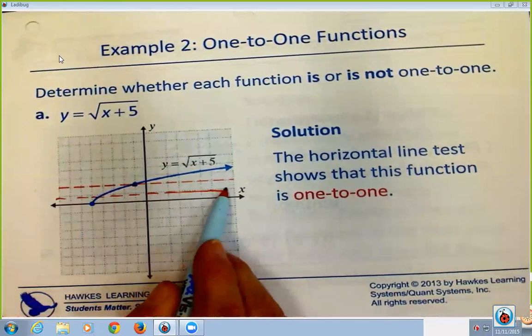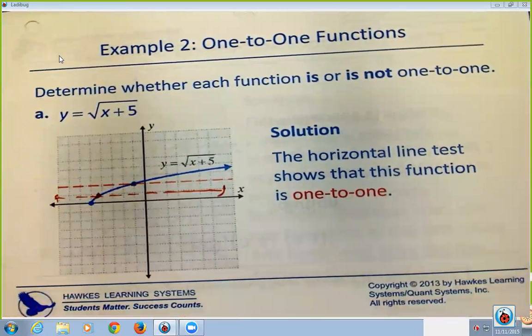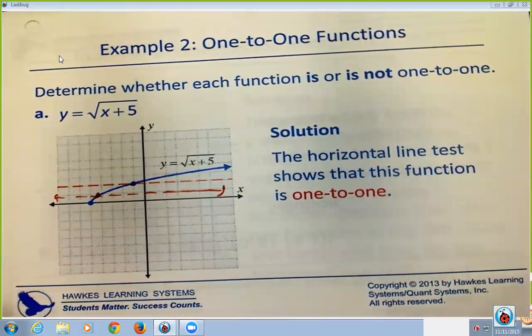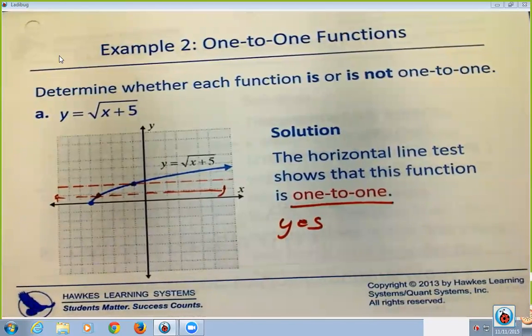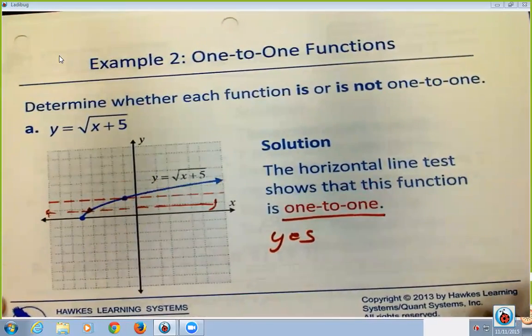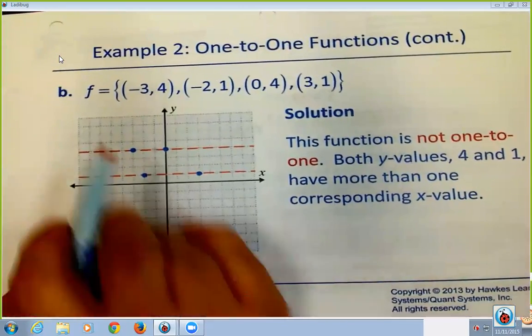So if I put another horizontal line in there, notice it also touches in one location. So as soon as it touches in two, you would not have one-to-one. So we would say yes on this one, that it is in one-to-one correspondence. And in Hawks, it'll say yes or no, and you need to click on whichever one that it happens to be.